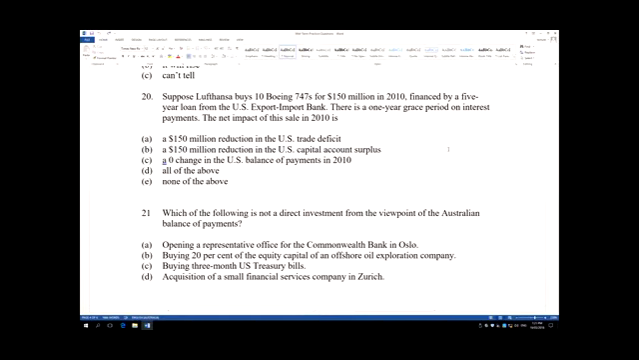Because remember, when we're talking about balance of payments accounting, every debit is offset by a credit. So the effect on the balance of payments is going to be nothing. So A is right, B is right, and C is right. So the answer must be D. A, B, and C are all correct.